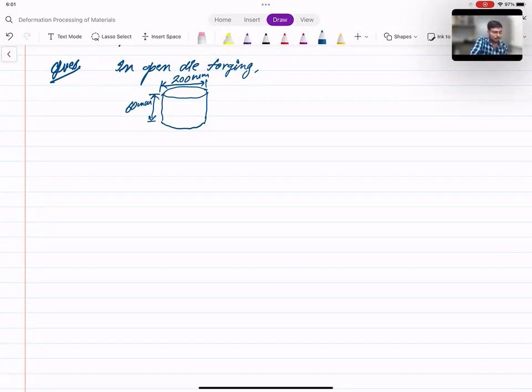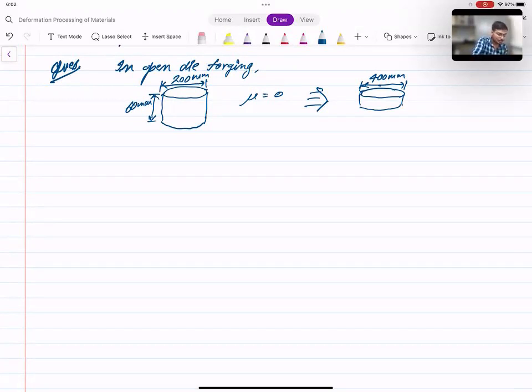And assuming there is no friction between the surface of this workpiece and the forging dies, we are only given the final diameter after forging. Now we need to calculate the final height. This can be easily done using the volume consistency equation. Say after forging this becomes 400 mm.